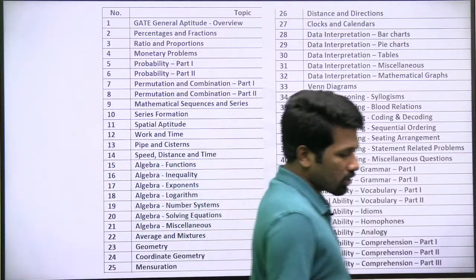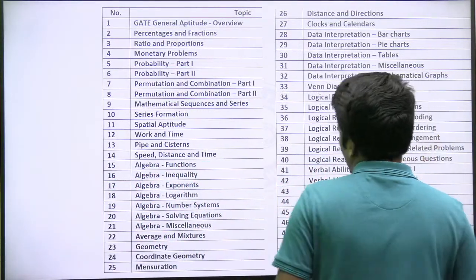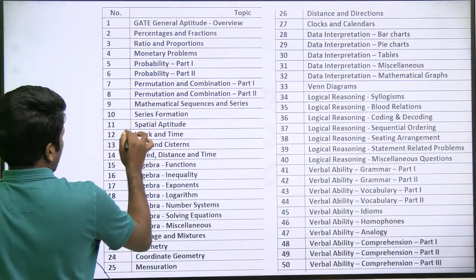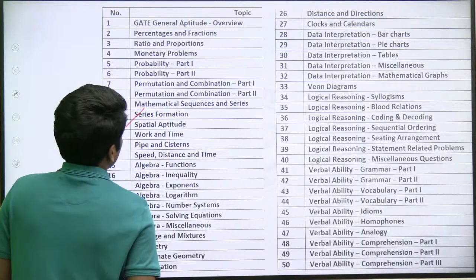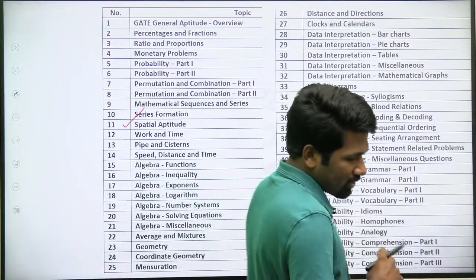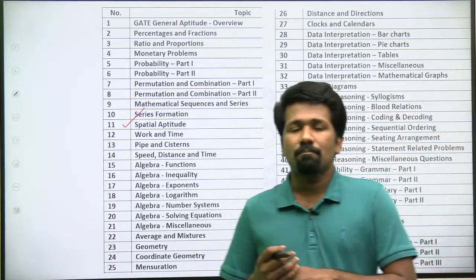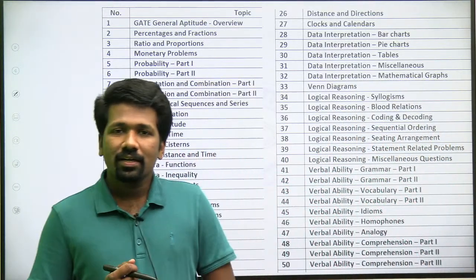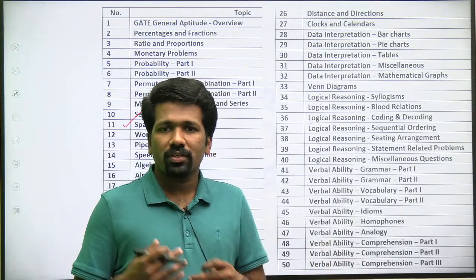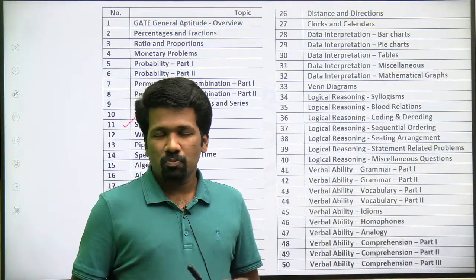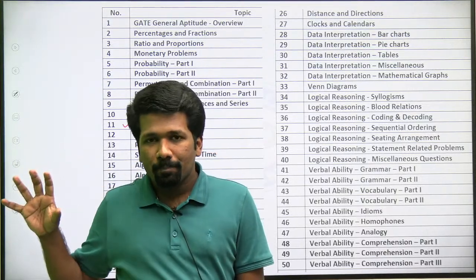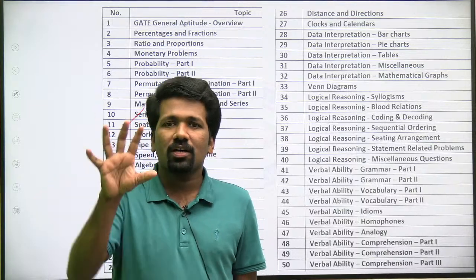So this is the complete schedule of this course. In this course, we have already completed 10 lectures. This is the 11th lecture as per schedule. Spatial aptitude is the topic we are discussing. Yesterday we discussed series formation, series completion. There a number pattern or letter pattern will be given, and you need to first find the next term. Spatial aptitude is nothing but a pattern of symbols or patterns of figures will be given.